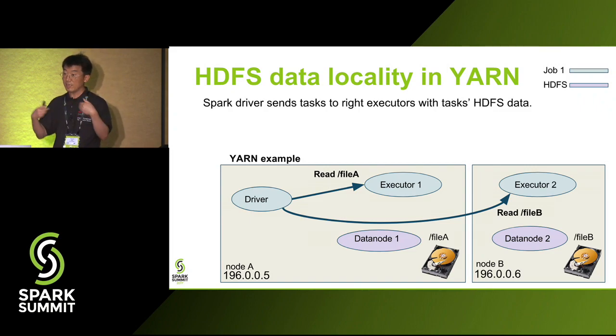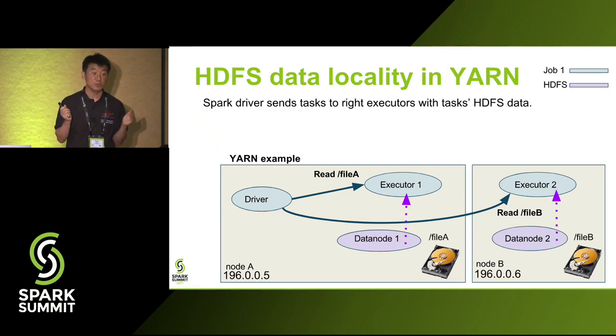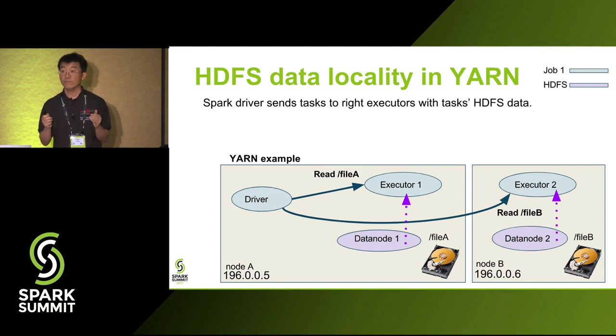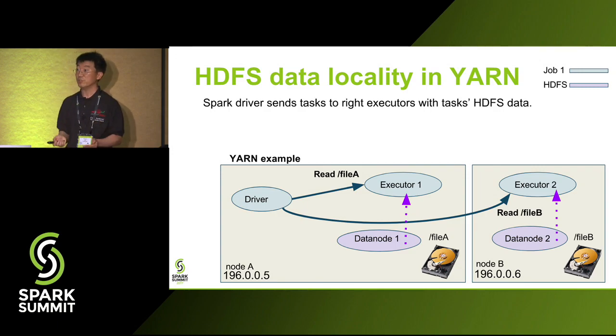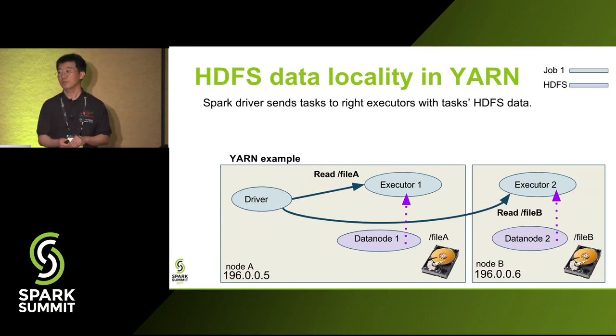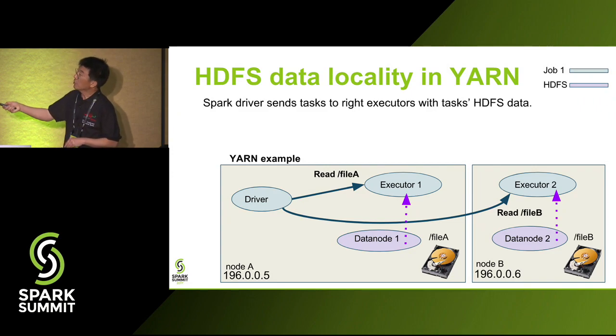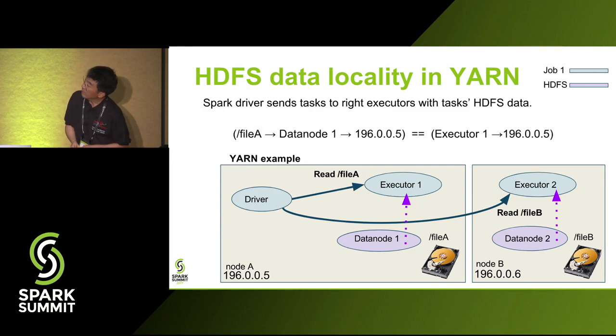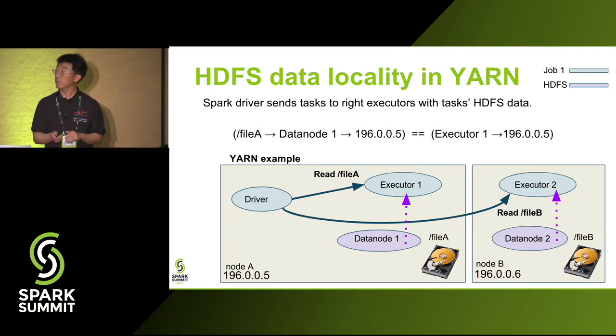Then these tasks will go there. They will read data from local disks with the help of local data node daemons. Tasks will run faster. The job will finish earlier. Everybody will be happy. But the driver is not human. The question is, how does it programmatically know that this is the right thing to do? There's source code for that, and it is actually quite simple.